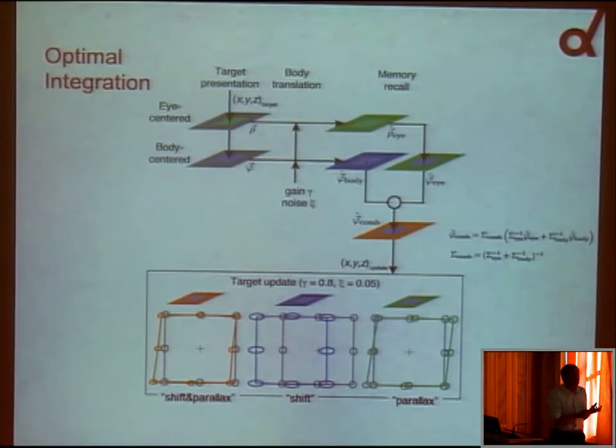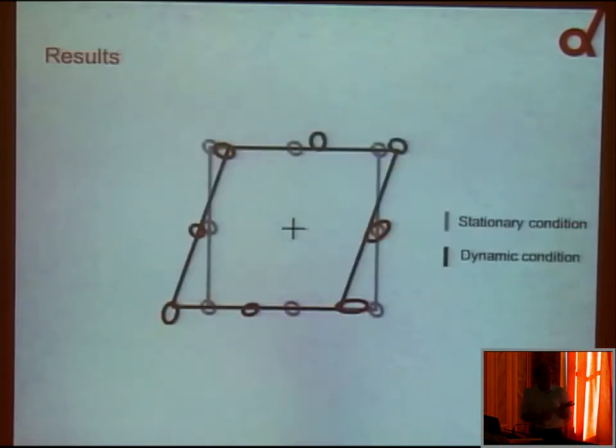And so that's the prediction. So a big prediction is this overestimation. And that's what we can test. So we tested it using our paradigm. And this is the result. There's one subject in gray, how you localize these targets without any self-motion. This is how you remember these targets during self-motion. You see there's a little bit of parallax effect.